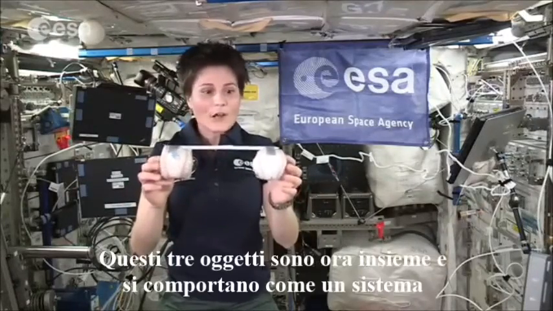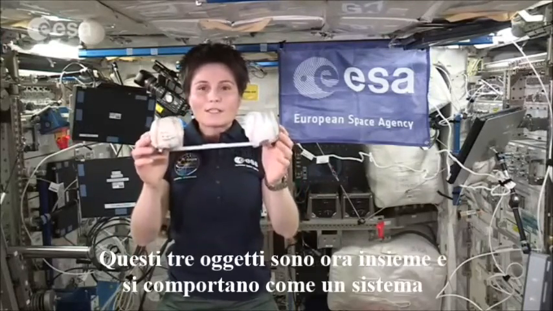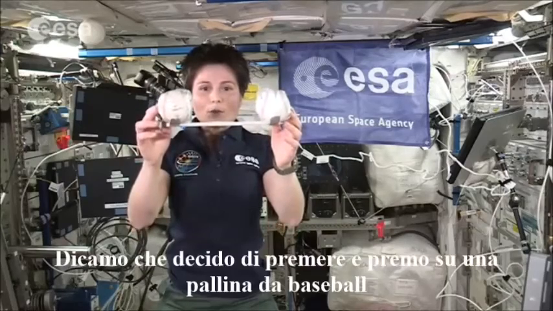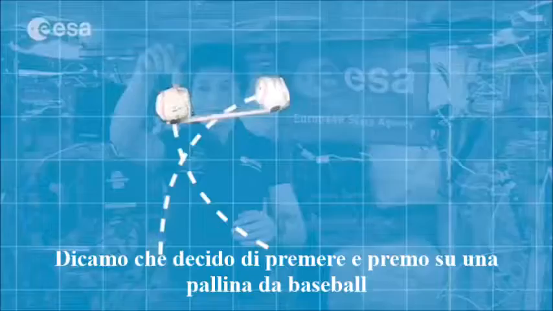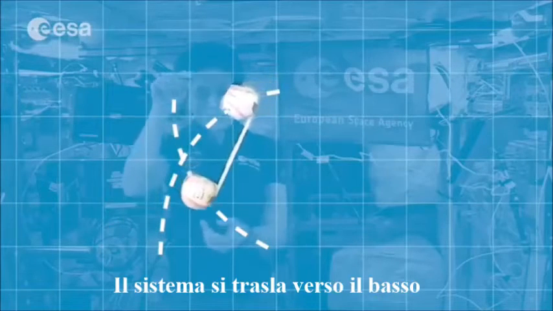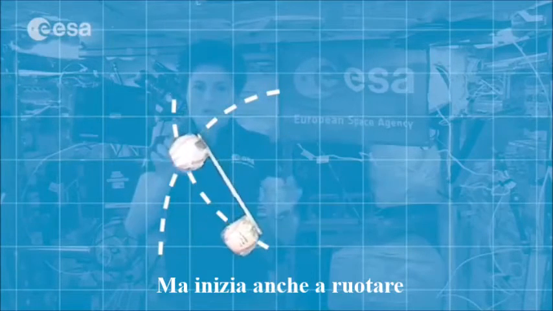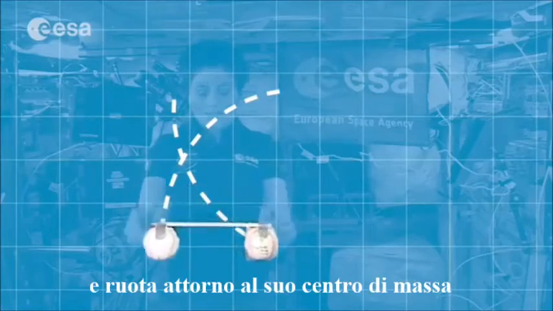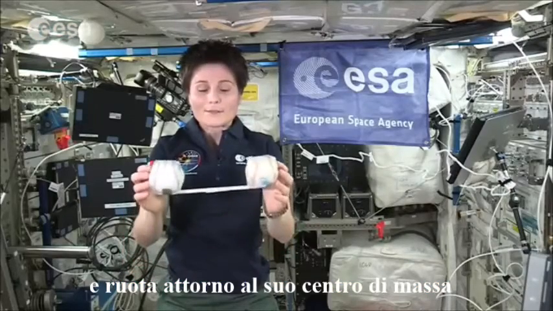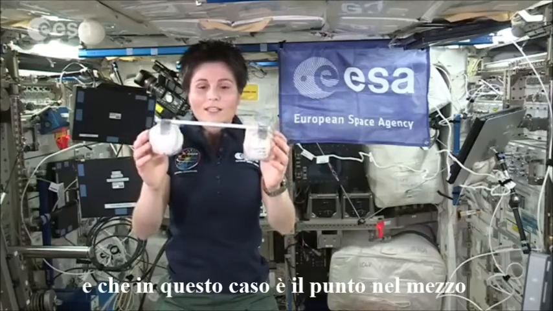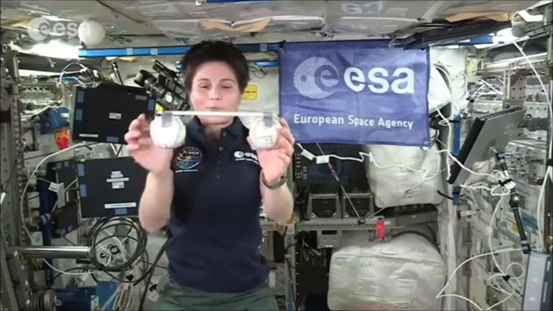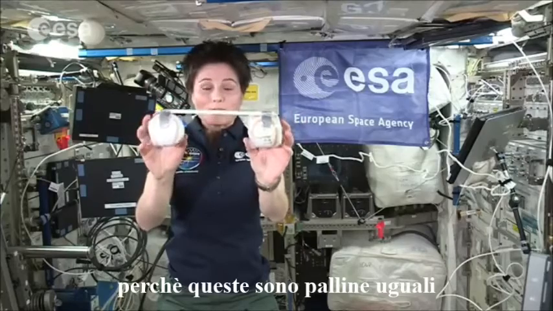These three objects are now linked together and they act as one system. Let's say I decide to push down on one of the baseballs. The system translates down, but it also starts to rotate. And it rotates around its center of mass. It's like the balance point of the system. And in this case, it's the middle point, because these are equal baseballs.